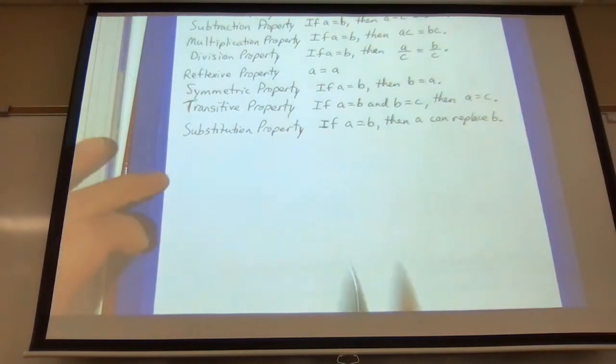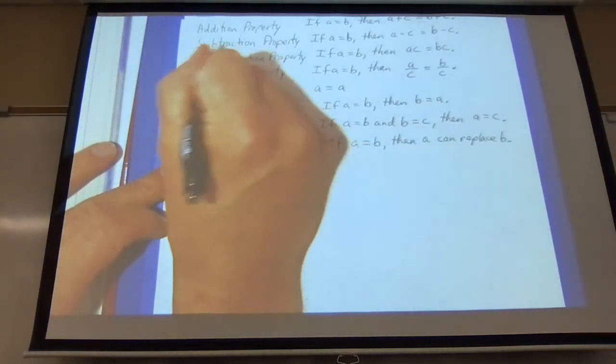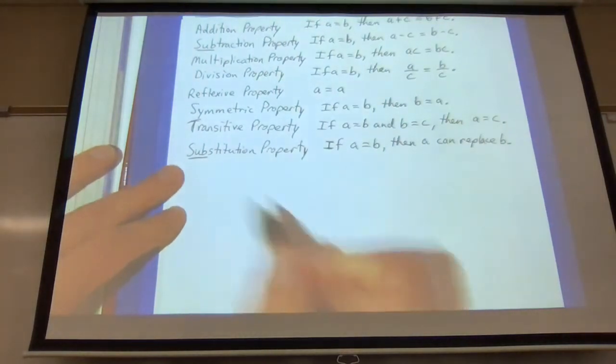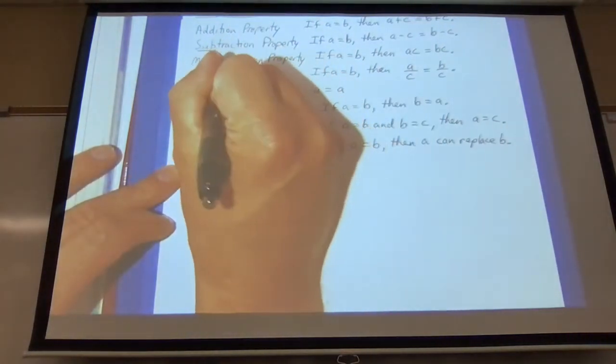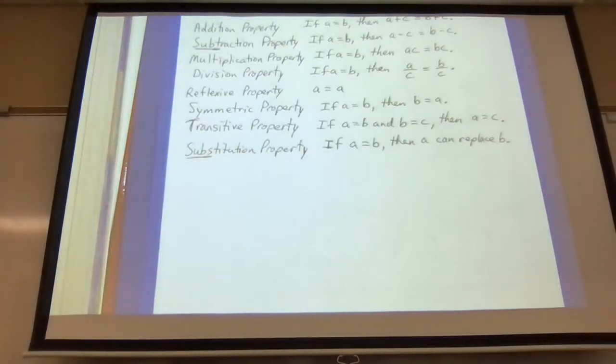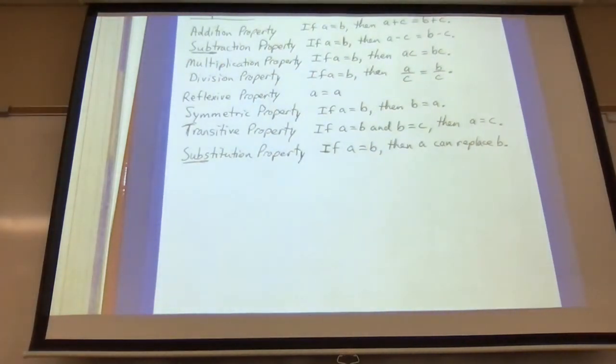That's your substitution property. Now, this is where you've got to be careful if you're abbreviating. Subtraction and substitution both start with SUB. So if you're going to abbreviate, you're going to have to go at least 4 letters. If you just put SUB period, I won't know which one of the two you're talking about. So if you abbreviate, make sure you go out at least 4 spots.